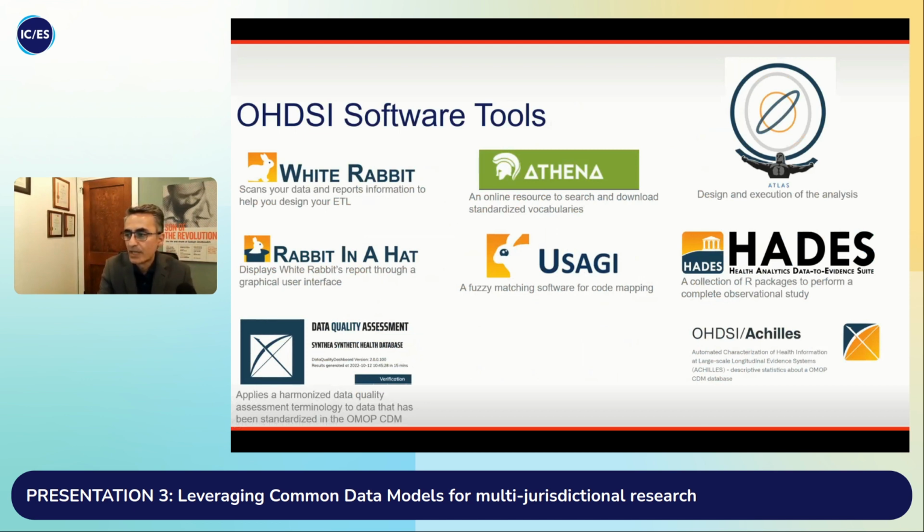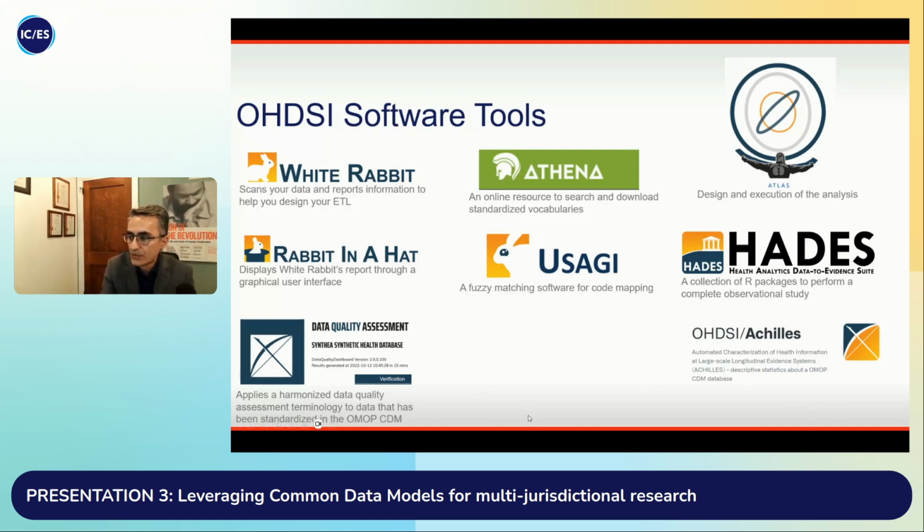Odyssey comes with a bunch of open source software tools. In this slide, you can see a few of the main tools that are available for Odyssey. On the left, you can see White Rabbit and Rabbit in a Hat. These are two pieces of software that help you design your mapping conversion ETL. There is a data quality dashboard that helps you assess, once you create your OMOP common data model, the data quality of that in a harmonized and standard way.